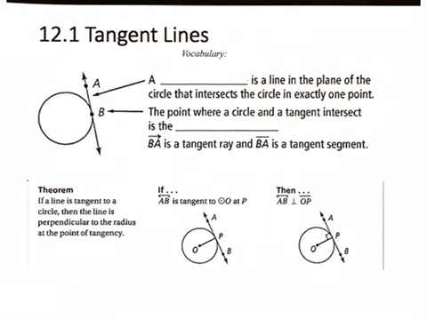12.1, tangent lines. A tangent is a line in the plane of a circle that intersects the circle in exactly one point. The point where the circle and a tangent intersect is referred to as the point of tangency. So in the example here, BA is a tangent to the circle, and the point of tangency would be point B.